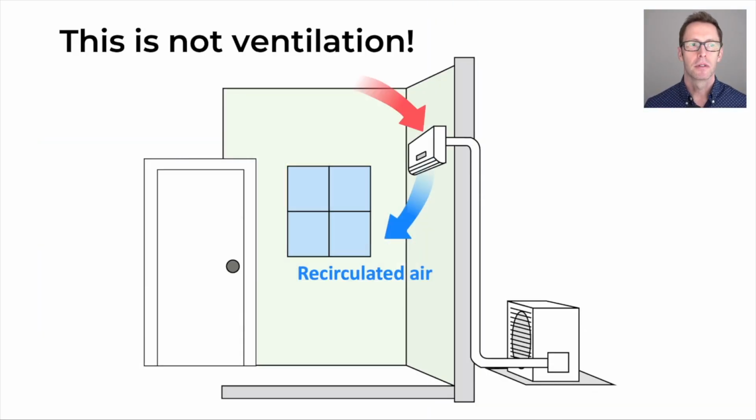A note of caution: split system air conditioning units are not ventilation. As shown in this diagram, they do not bring in fresh air. All they do is recirculate the air that's already within a room. They either heat it or they cool it. But in terms of reducing the risk of COVID infections, split system air conditioning units have no benefit whatsoever.